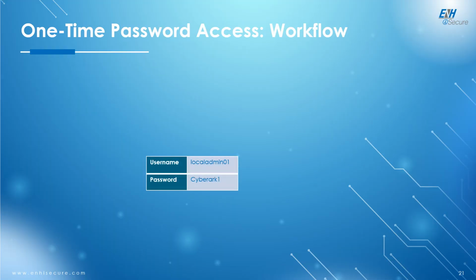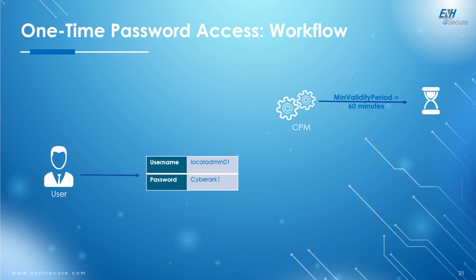The account is configured with a one-time password policy. The Central Policy Manager (CPM) is set to change the password based on the parameter min validity period. The user logs into the PVWA. The user requests access to the account configured with one-time policy. The user successfully uses the account with the current password.